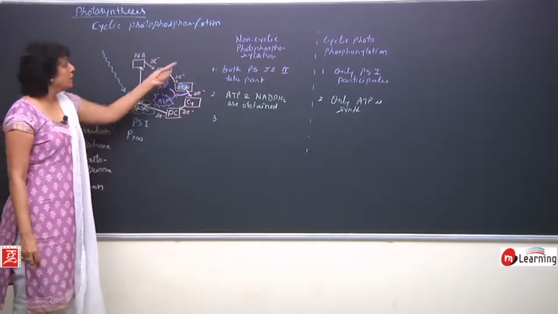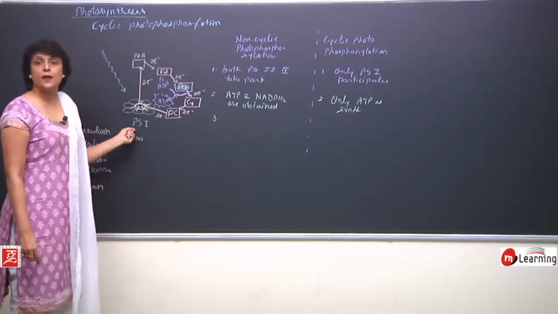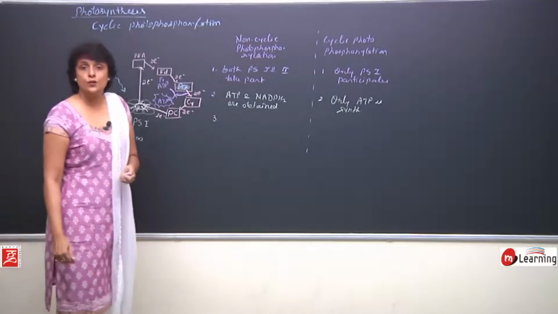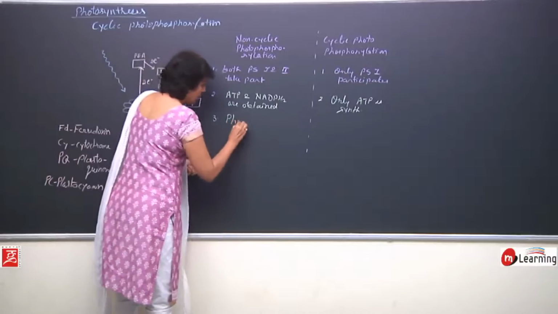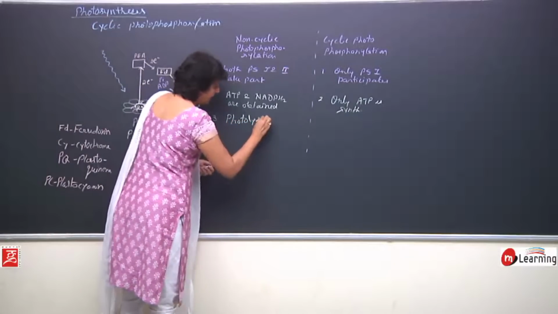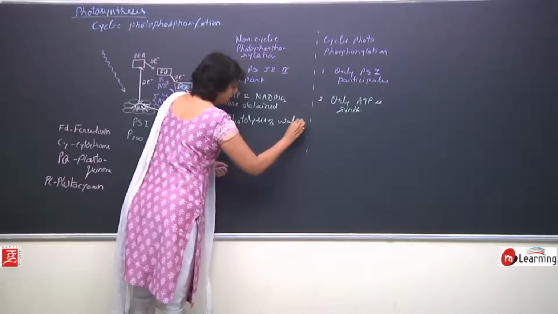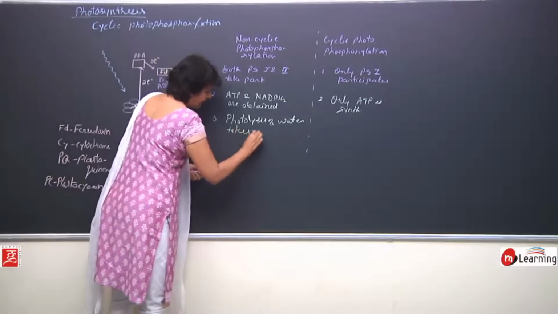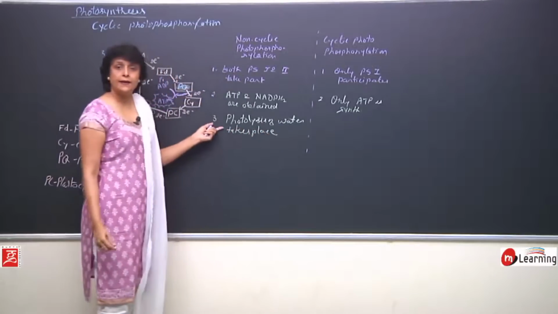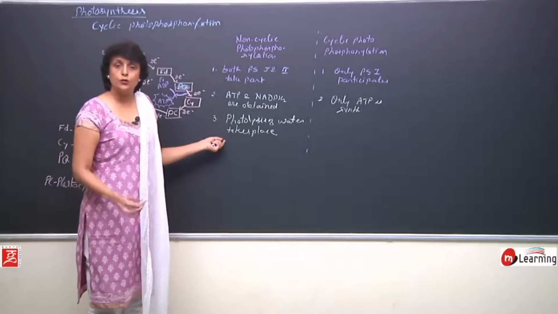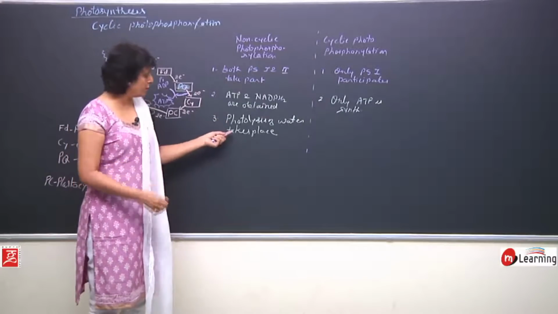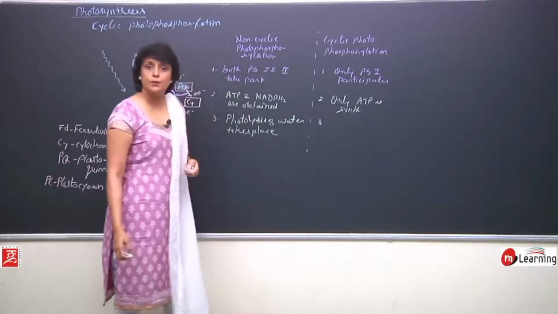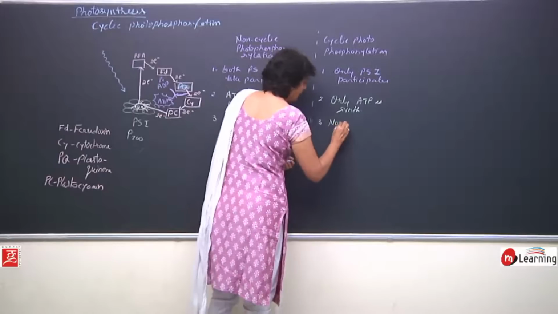In case of non-cyclic, because that lost pair of electrons does not come back to the reaction center chlorophyll, photolysis of water takes place. The reason why this is required is so that the pair of electrons lost from the first reaction center chlorophyll can be replaced. Here, as the electron pair comes back, no photolysis is required.